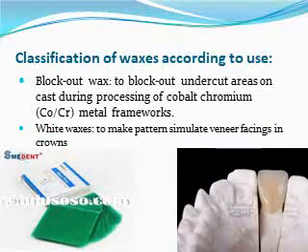Classification of the wax according to the use عندنا البلوك اوت wax اللي نستخدمه حتى نغطي بيه الاندر كات اريا الموجودة بالكاست اللي قبل لا نسوي بروسيسنج للكوبلت كروميوم ميتالز فريم واكس. another type of the wax اللي هو الوايت wax اللي نستخدمه حتى simulate veneer facing in the crown.